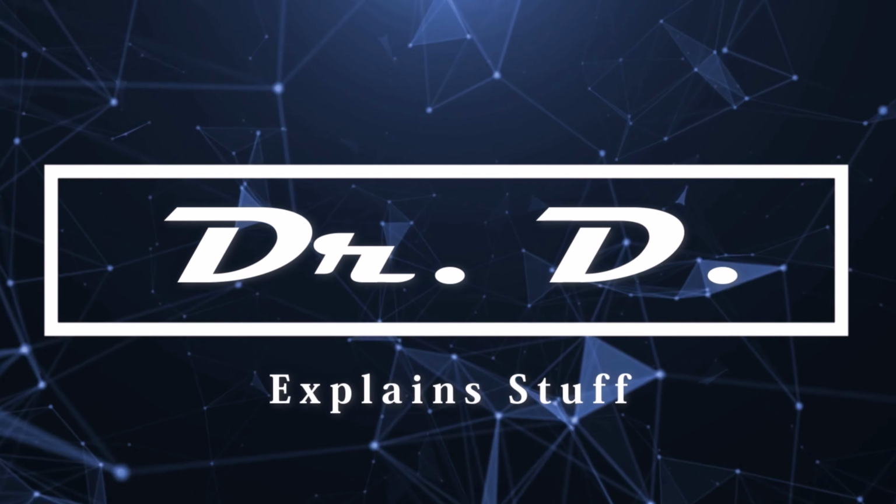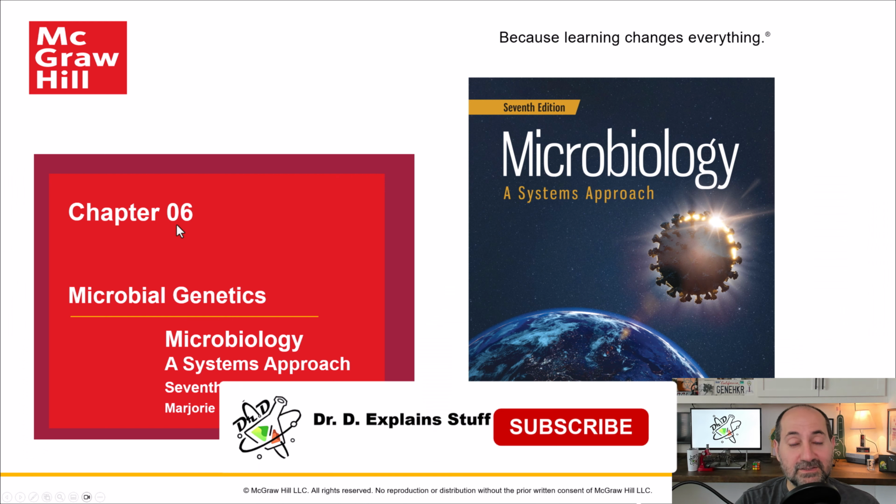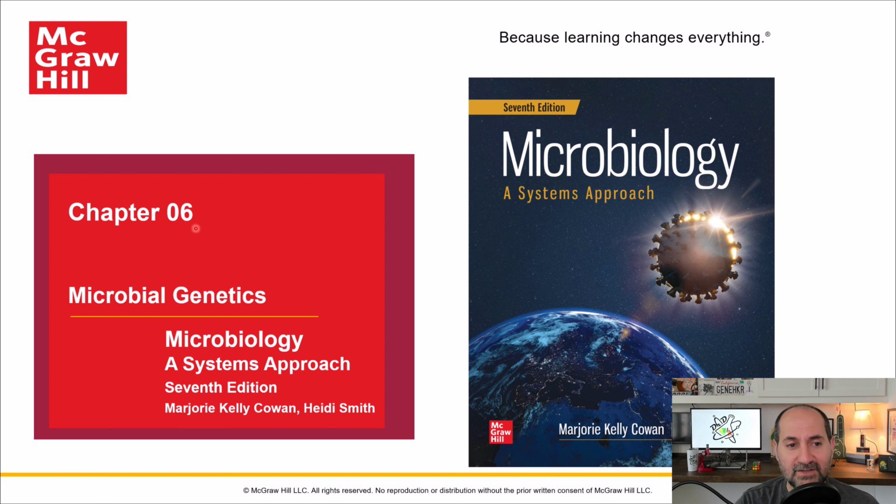All right, let's get started. This exam 2 covers chapters 6, 7, 9, and 11. So those are the handouts that you want to study. So let's go ahead and start with chapter 6, microbial genetics.